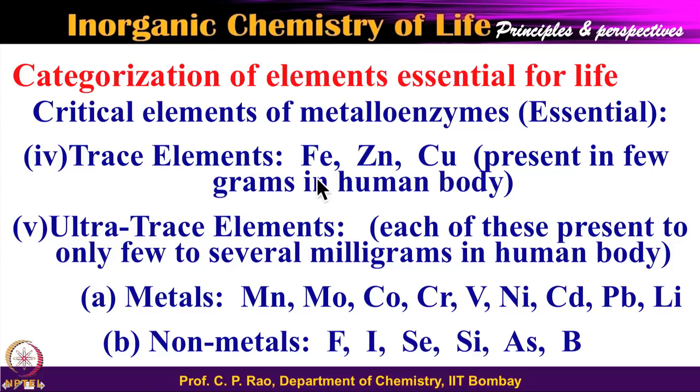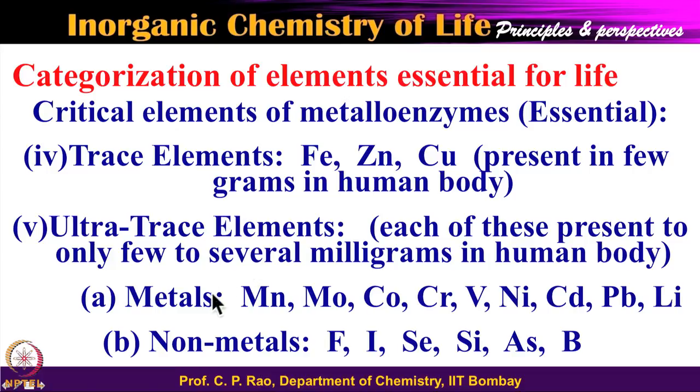So, depending upon the concentrations, this can be divided into 2 parts, and the first part we call a trace, and the second part we call ultra trace. So, trace elements are those present at about a couple of grams per 70 kilograms of body weight. Those which are present at a few milligrams per 70 kilograms of body weight are called ultra trace. Both trace and ultra trace elements are very important in life, and these are the ones which add life to you, basically the body.